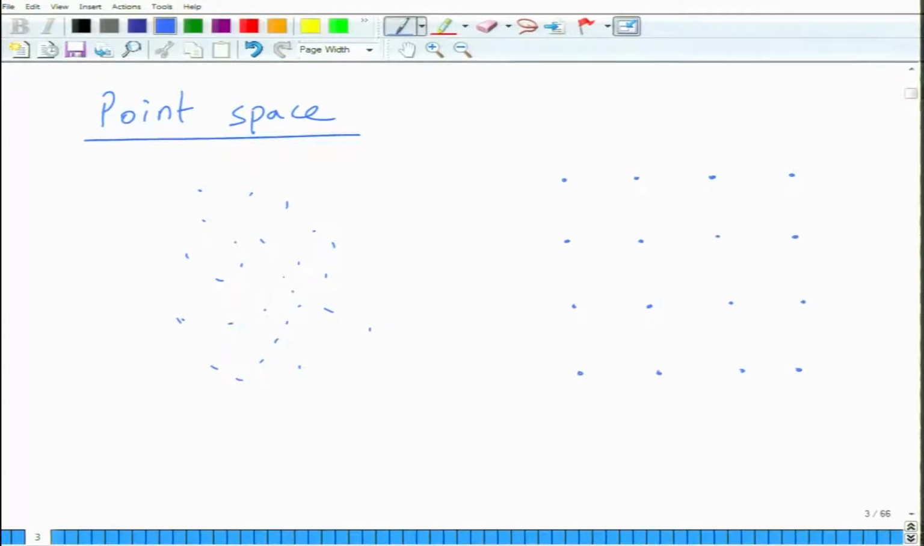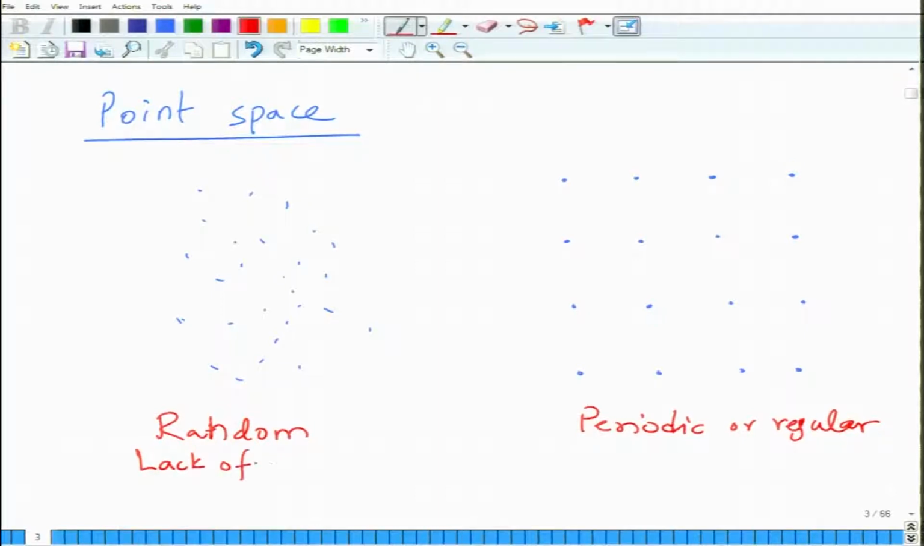So in one situation you have a distribution which is random. In the other case, what do you call it? You will call it periodic or regular. At least you can see a pattern there on the right side, but you can't see a pattern here on the left side. So here it is random, without any periodicity, a lack of periodicity.